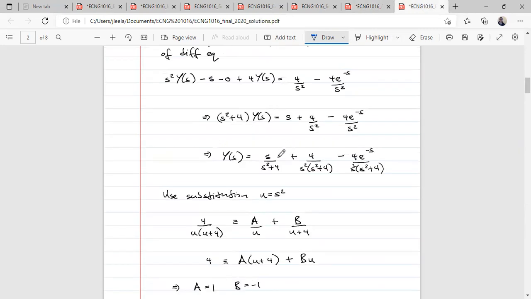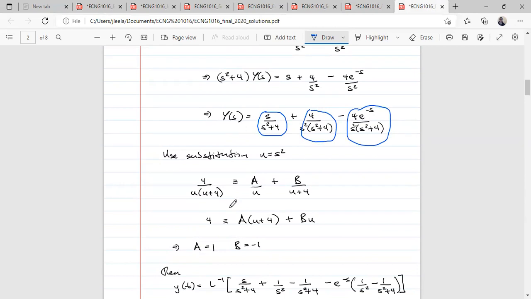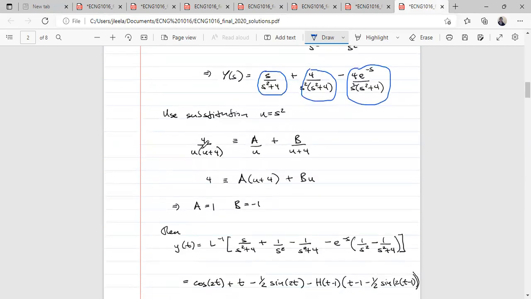So let's look at it here. You see it here? So this first term here, we could find the Laplace inverse of this. This is straightforward. But this term here and this term here, both will have to be broken into partial fractions. So let's deal with this one here, because whatever we get for this one, it will apply to this one as well, because they have the same denominator, right? So you have 4 over s squared into s squared plus 4, well, using our substitution here, u equal s squared, A over u plus B over u plus 4.